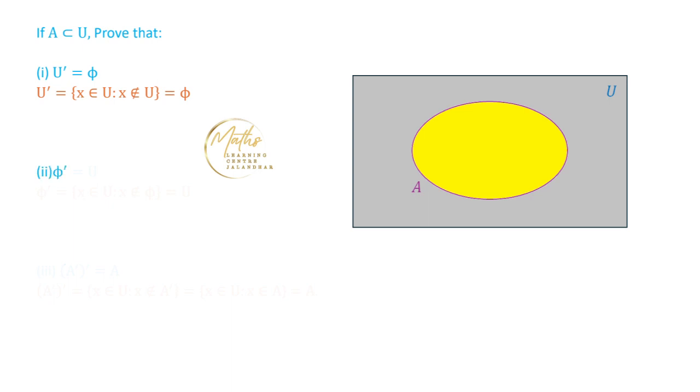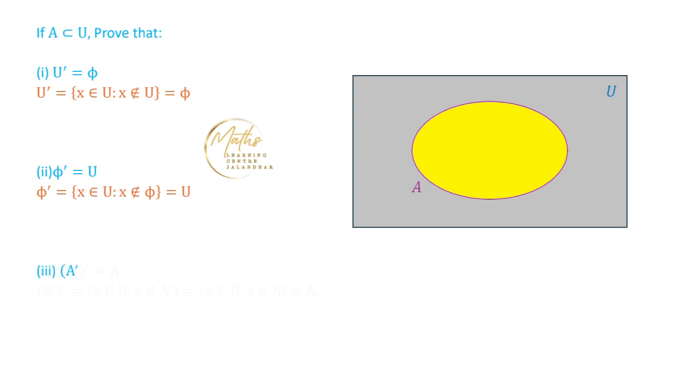Next is the complement of the empty set is the universal set. The complement of the empty set is equal to all those elements of the universal set for which x does not belong to the empty set. We are talking about all those x that are elements of the universal set and x does not belong to the empty set, and we know that the empty set does not contain any element. It means we are talking about the universal set itself.